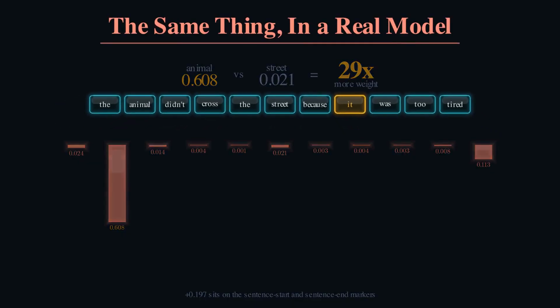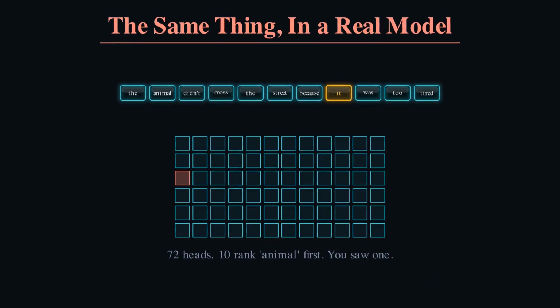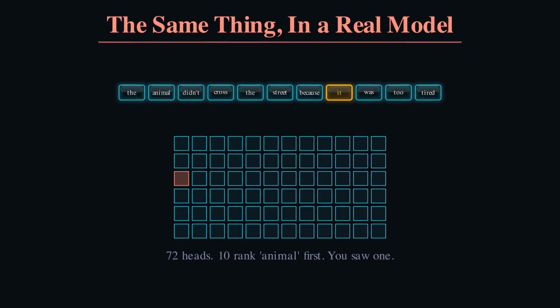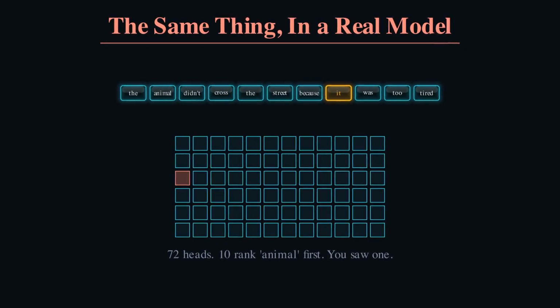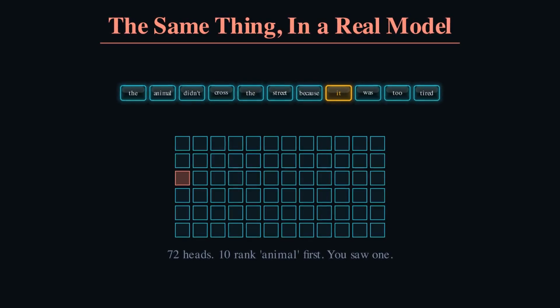But be careful with that. This is one head out of 72 and only 10 of them rank animal first. The others do not all agree. Some ignore the nouns completely. Why a model needs that many and why you cannot read a single one as its reasoning is where part 2 begins.